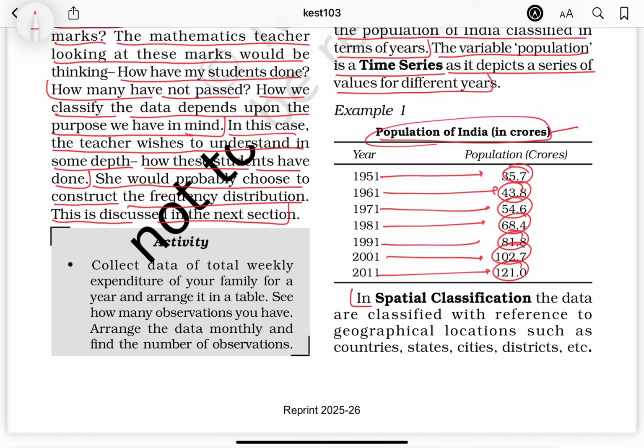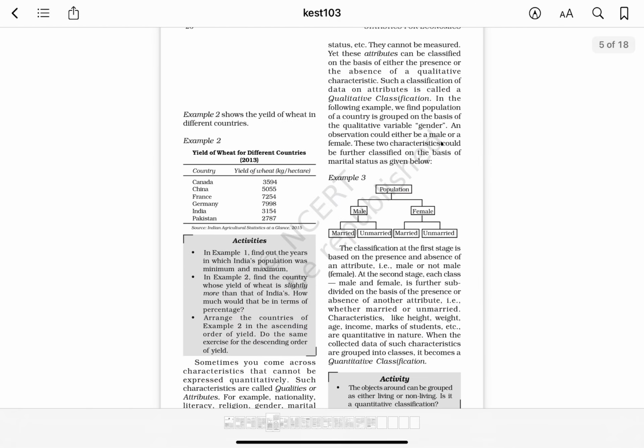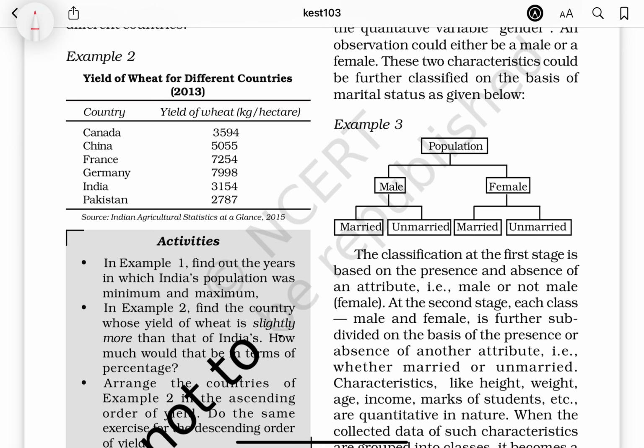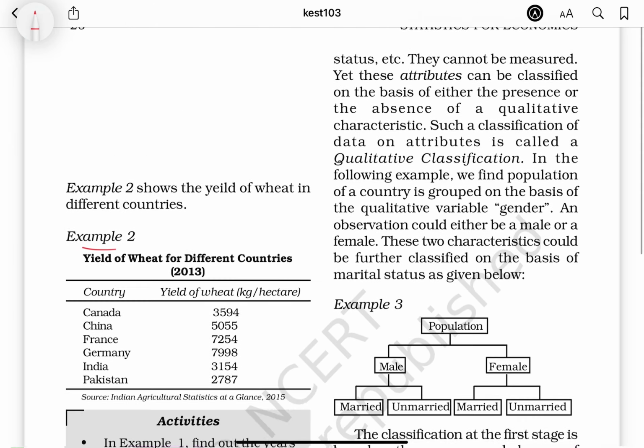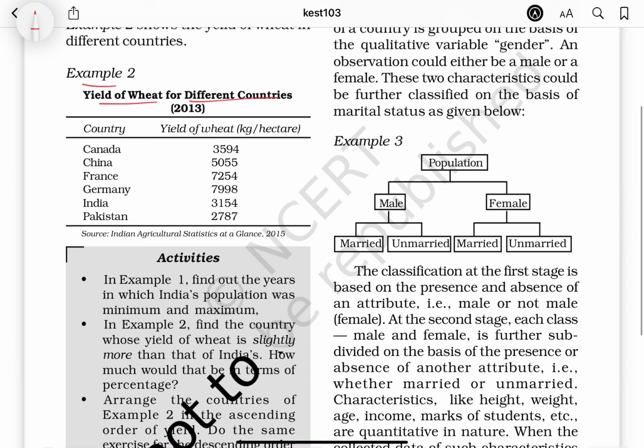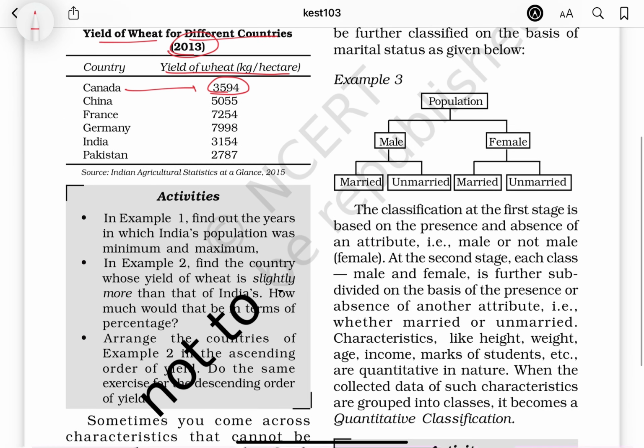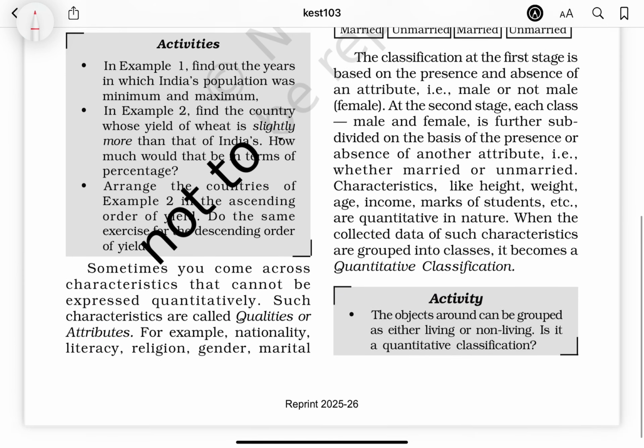2011, 121. In spatial classification, the data are classified with reference to geographical locations such as countries, states, cities, districts, etc. Example 2. Yield of wheat for different countries, 2013. Country, yield of wheat in kg per hectare: Canada 3,594, China 5,000, France 7,000, Germany 7,000, India 3,000, Pakistan 2,000.